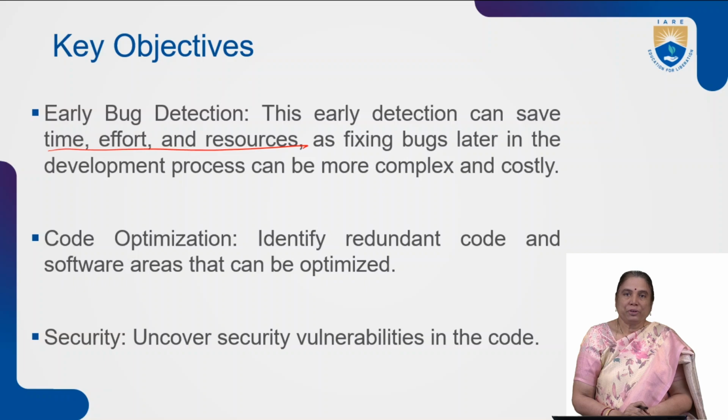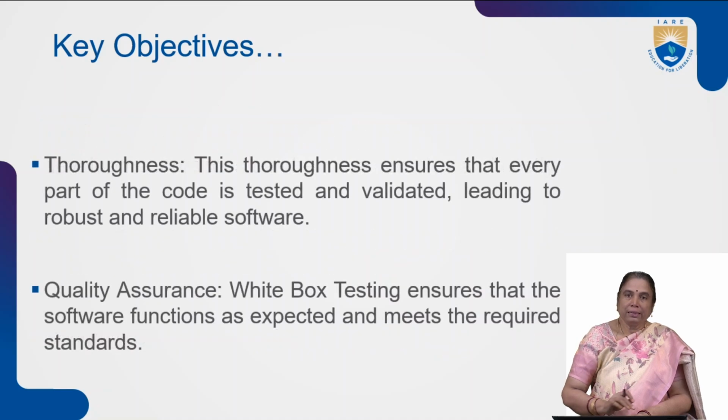Code optimization: identify redundant code and software areas that can be optimized. Security is provided, and it can identify the vulnerabilities in the code, and if they are identified early, they can be mitigated. Thoroughness ensures every part of the code is tested and validated, leading to robust and reliable software. So complete code coverage is assured with white box testing.